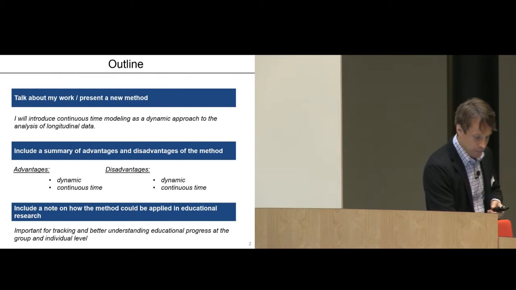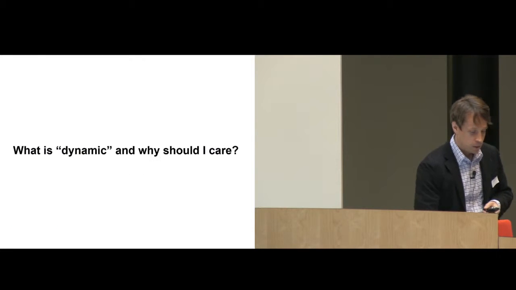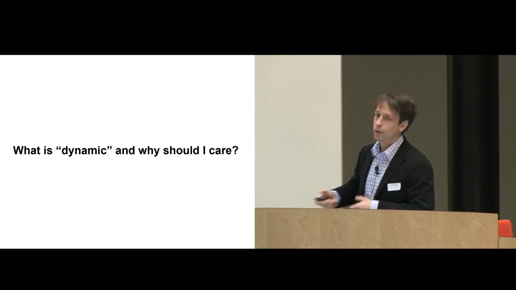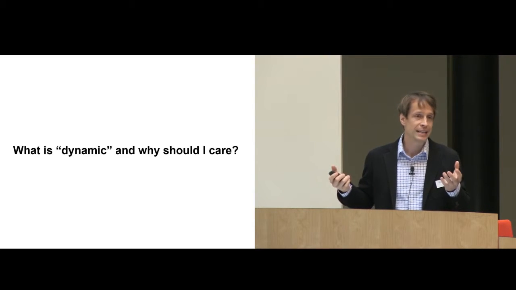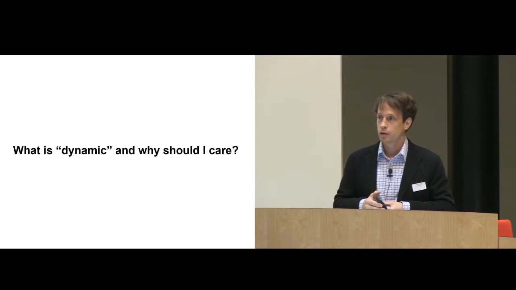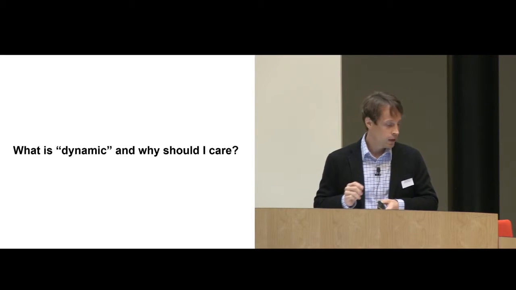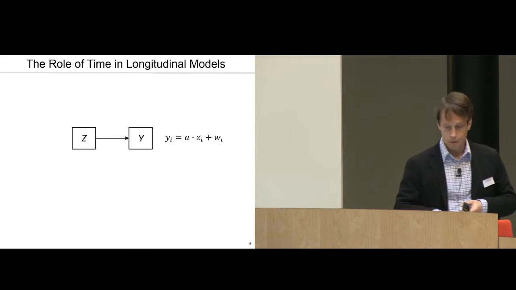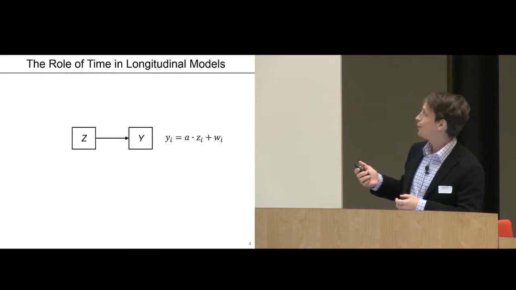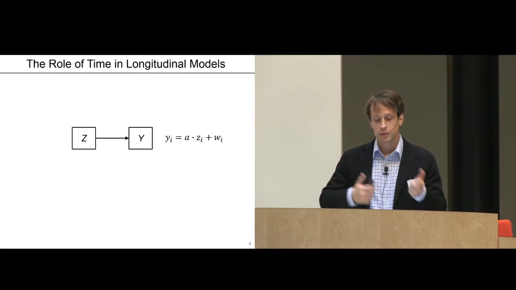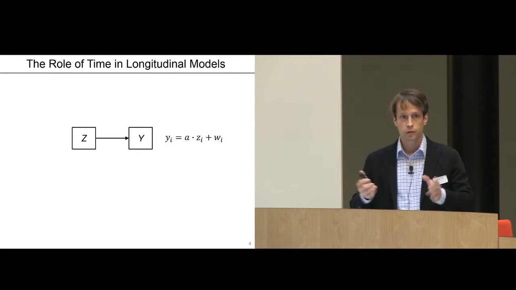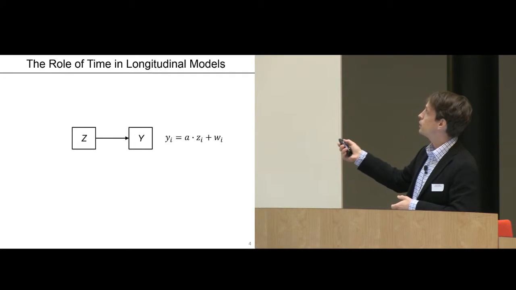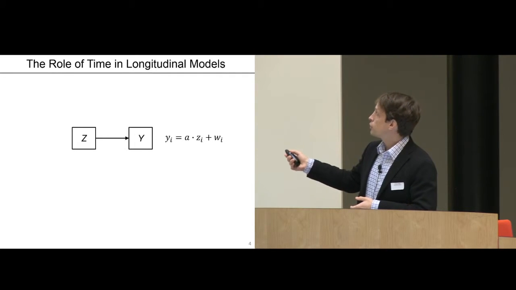So let me begin by being a bit more specific on my terminology, and let me say a little bit more about what I actually mean by dynamic. What is dynamic, and why should I care about dynamic models? And for that, let me begin with a very simple example. The probably most simple model you can think of, just two variables, set and y, purely cross-sectional. We're regressing y on set, so we get a standard regression equation like this one, across individuals i.